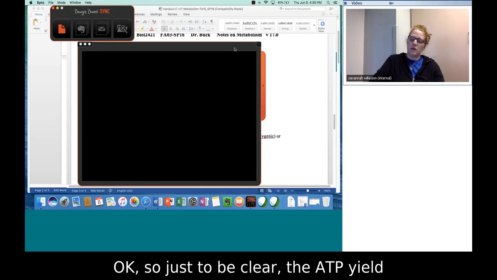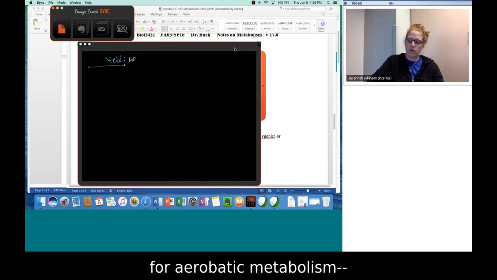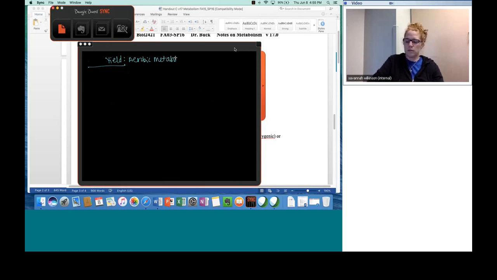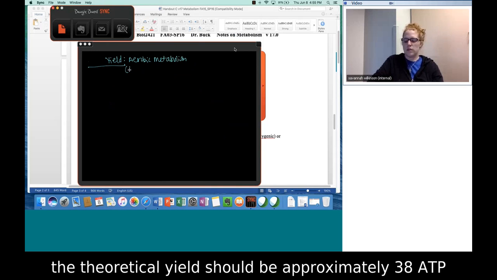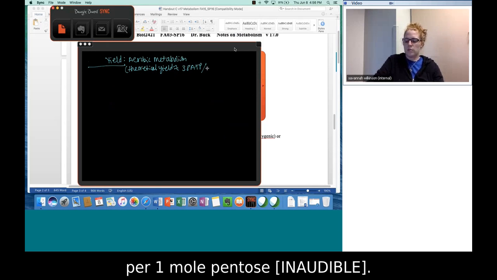Okay, so just to be clear, the ATP yield for aerobic metabolism, the theoretical yield, should be approximately 38 ATP per 1 whole glucose. Okay.